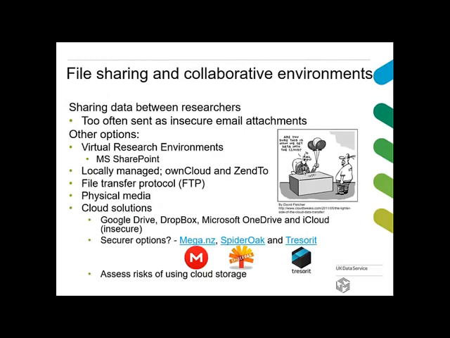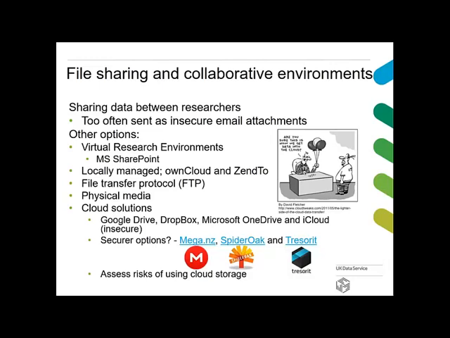File sharing and collaborative environments. So often we find that file sharing is done by insecure email attachments. This should really try to be avoided. So there are other options. We can look at virtual research environments which universities or your employer may run. There are things such as MS SharePoint. There might be a locally managed system of OwnCloud or Zen2 for sending files. So we have Zen2 here at Essex, so if we want to send a file we can, and if it's a sensitive file we would need to encrypt it before we place it into Zen2. You can send files securely that way.